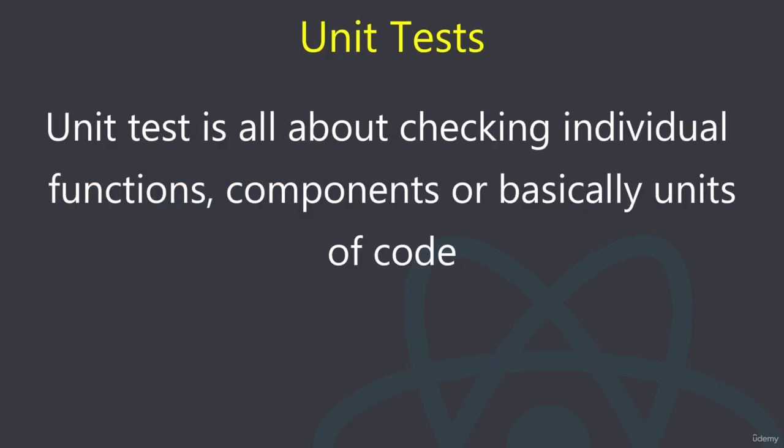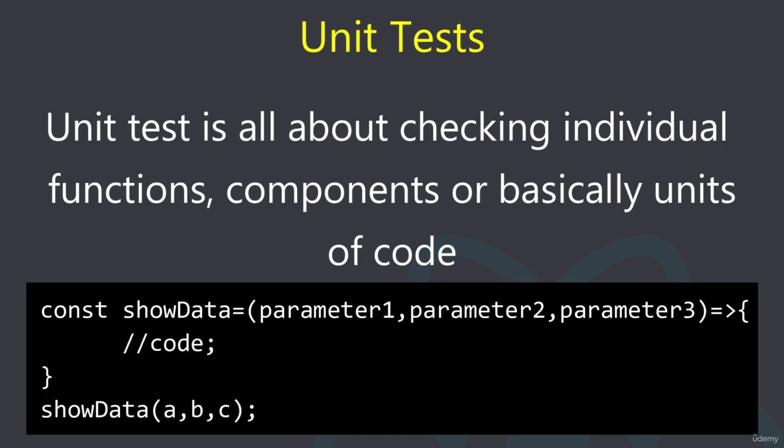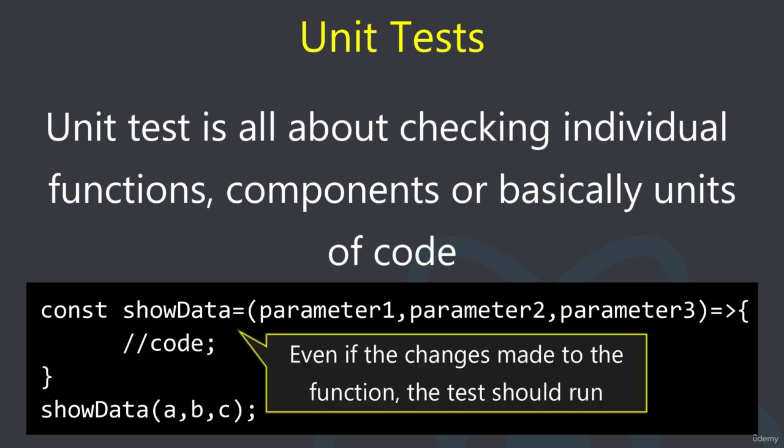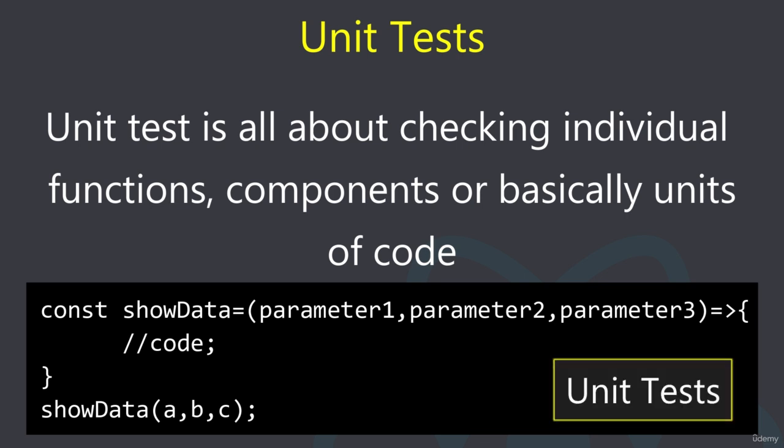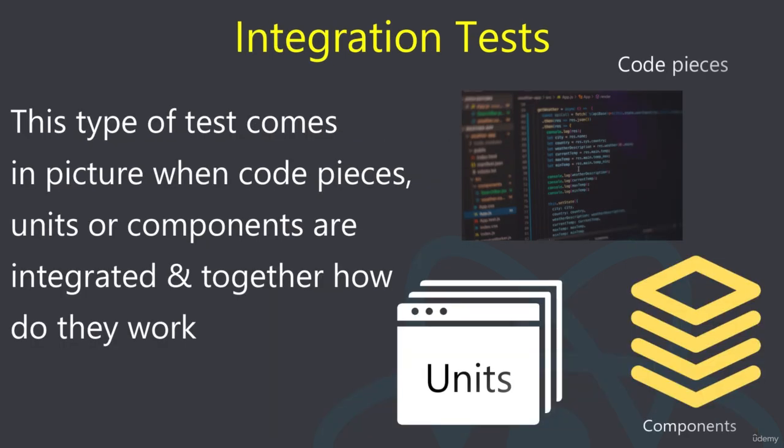Unit test is all about checking individual functions, components, or basically units of code. For example, you have a function which expects 3 parameters and returns an object. So you can write a test to check the same. It also means once changes are made to the function, the test should run and give you the report. Generally, you have many units, functions, or components in a project, so this is the most common test happening on change of code.